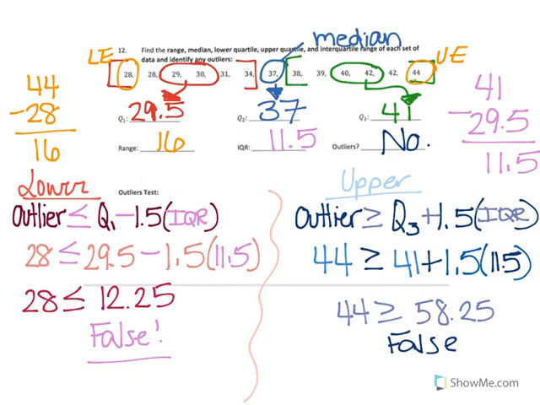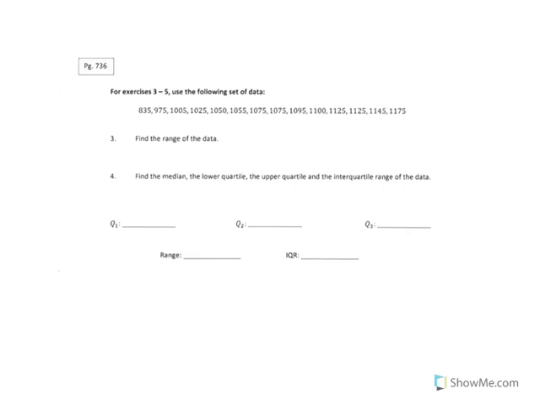And now if you want to pause it before we go on to the next page, go ahead and do so. Okay, so we have a new list of numbers. Luckily, they are in order for us already, lowest to highest. So question 3 says find the range of the data.